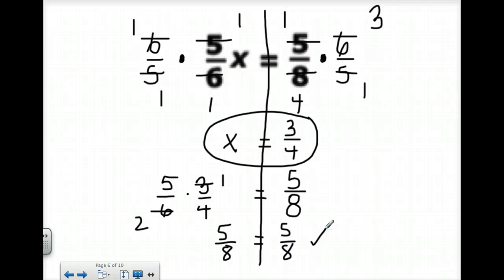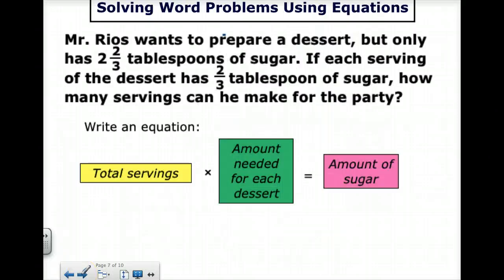Now I've helped you out quite a bit with our next two story problems. Mr. Rios wants to prepare a dessert, but only has 2 2/3 tablespoons of sugar. If each serving of the dessert has 2/3 tablespoon of sugar, how many servings can he make for the party?